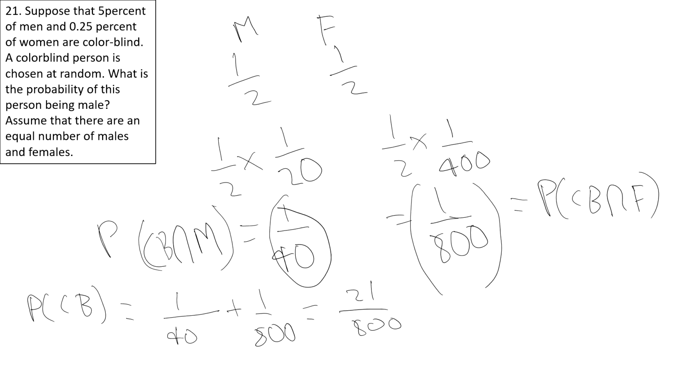Now the question is, given that it is known that they are colorblind, what is the probability that a colorblind person chosen at random is male? So from the formula, what do you know?